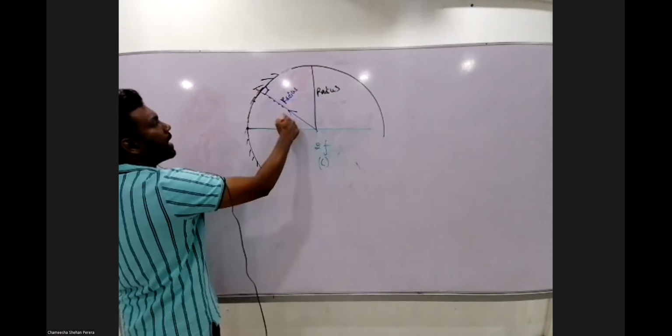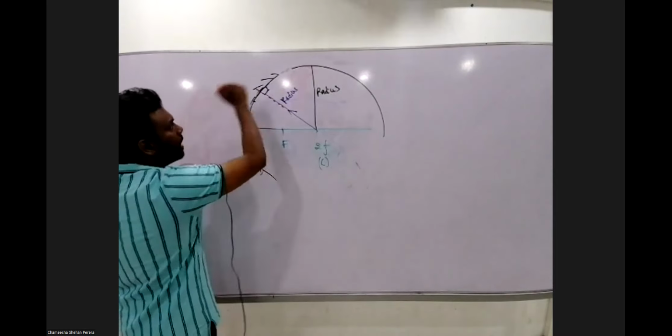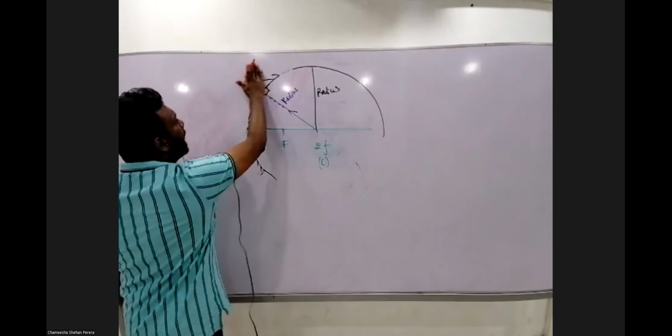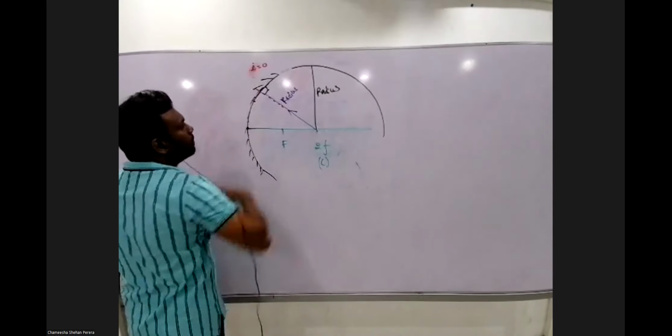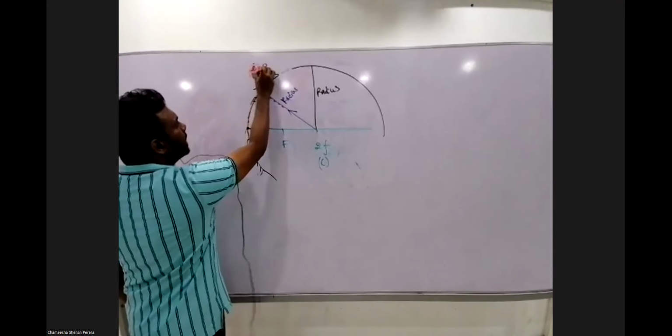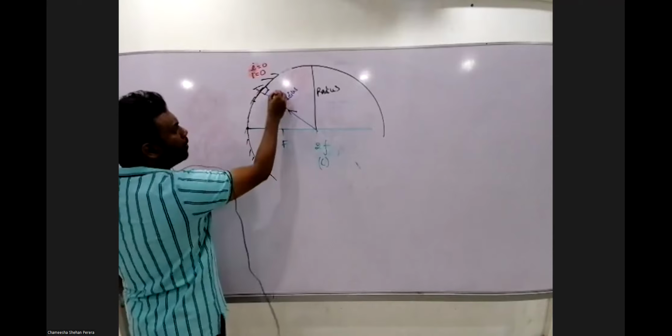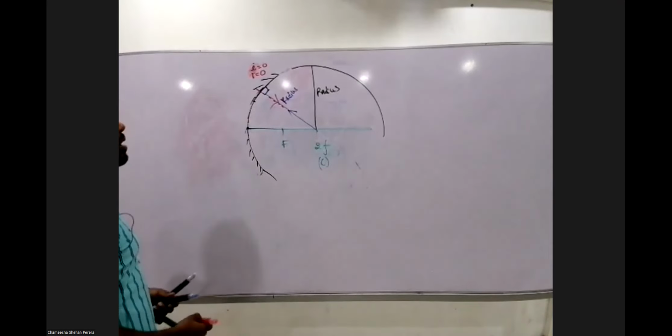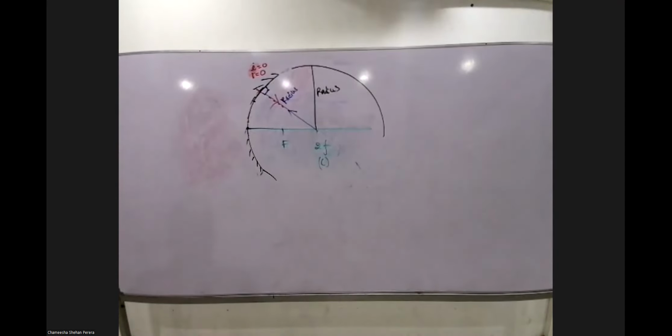Either the incident ray goes along the normal. In that case the angle of incidence is 0, since the incident ray lies along the normal, so the angle of reflection is also 0. The light ray reflects back along the same path. Right? So the next thing you have to understand here.